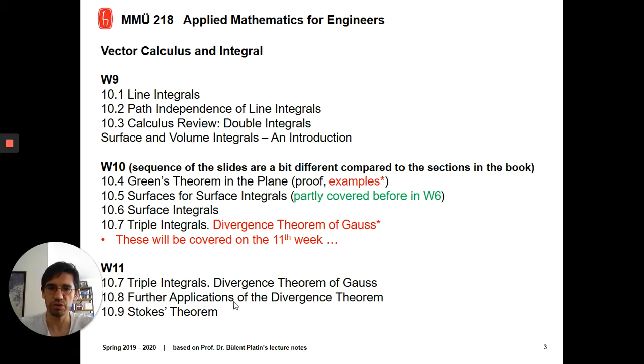Then move on to the 3-dimensional representation of the divergence theorem, the so-called Gauss theorem. And then we will see the Stokes theorem and wrap up the vector calculus and integral section of our course.